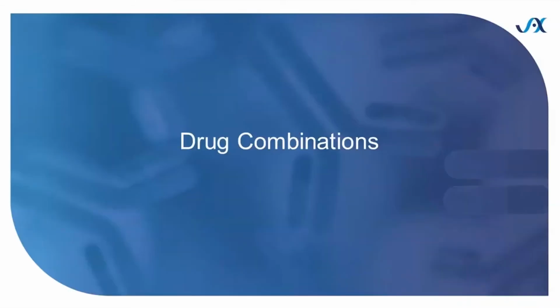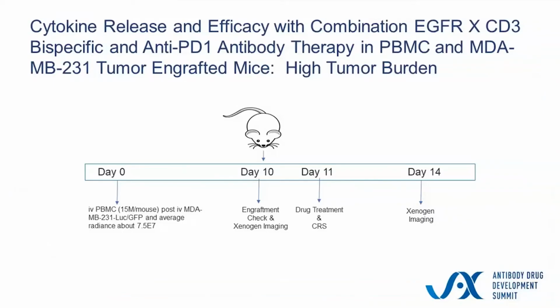Drug combinations. A lot of research is being done combining bispecifics with checkpoint inhibitors, as an example. We've done a lot of them with solid tumors as well as liquid tumors, and I'm just going to show you one example. This is in a high tumor burden model where we use the MDA-MB231 cell line. We luciferase tagged it, so we can follow the tumor burden as well as look at cytokine release.